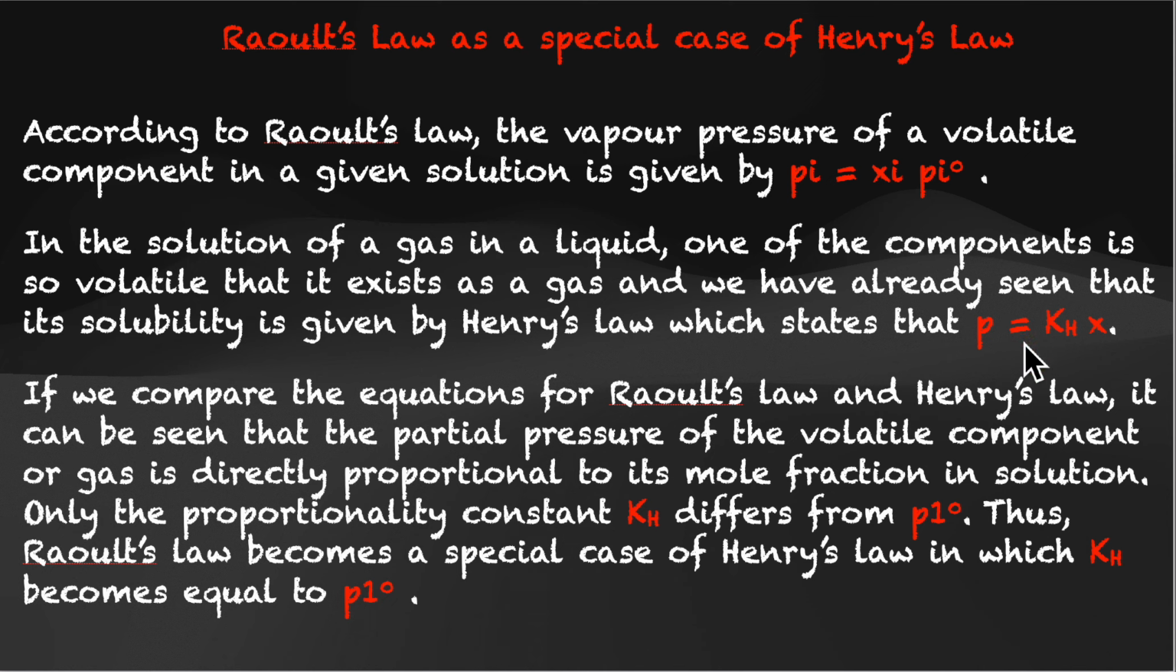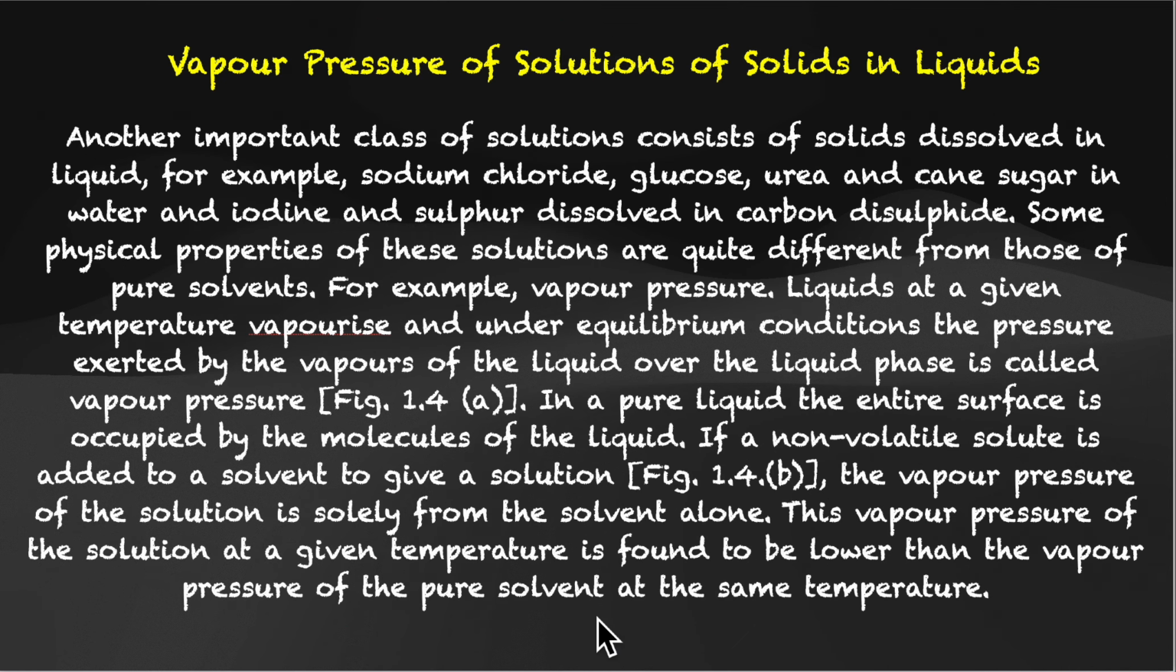Now when we compare both, you need to write all these if they ask it as a 2-mark question. When we compare both the equations, they are the same equation, stating that your partial pressure is directly proportional to chi. The only minor difference is that there is a P1 not in Raoult's law and there is a KH in Henry's law. So when these two quantities become equal, then both the equations would give the same result, right? So that is why we call Raoult's law a special case of Henry's law.